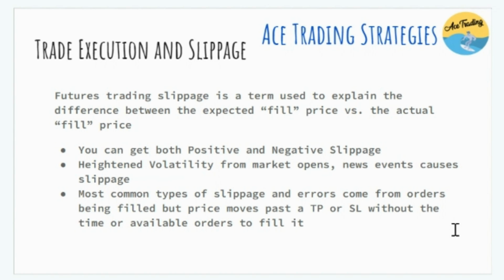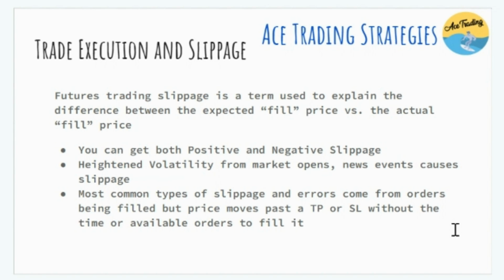So slippage is a term used to explain the difference between the expected fill price and the actual fill price, so what you expect to get and what you actually get. You can get both positive and negative slippage, depending on your take profit and your stop loss. Normally heightened volatility from market opens, news events, and spikes in the market causes this slippage.